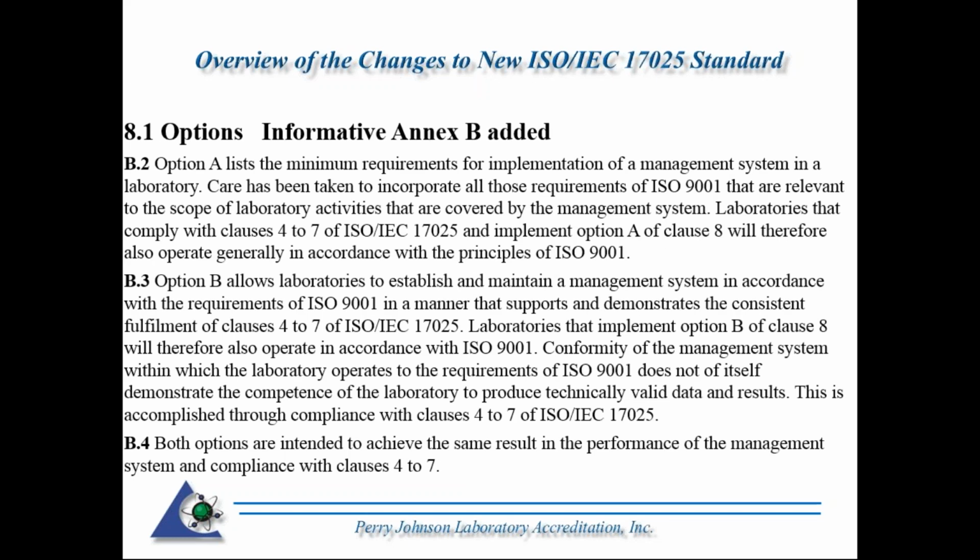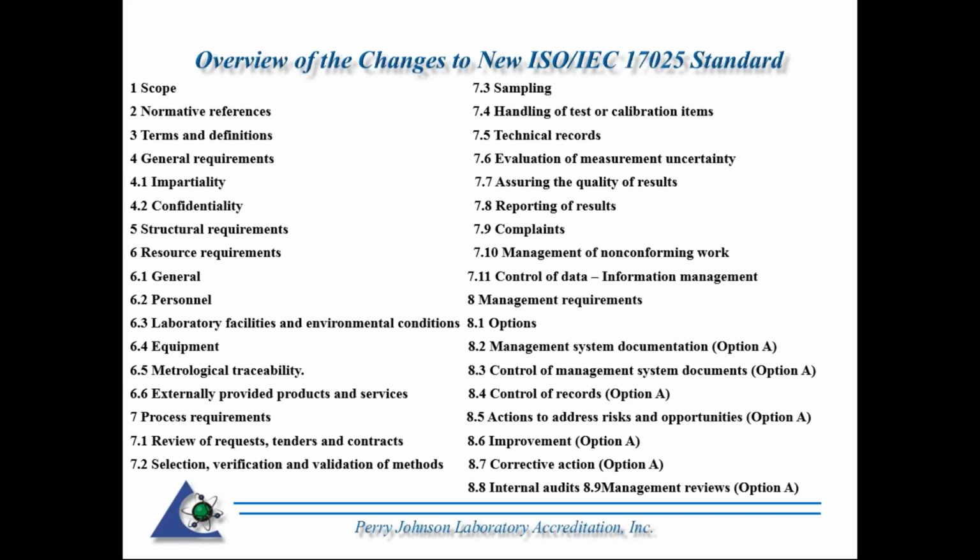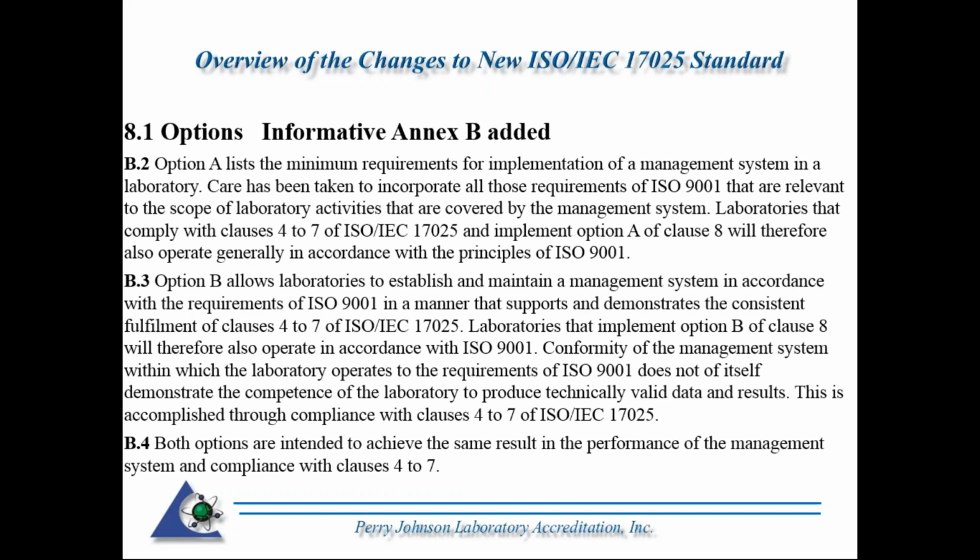Okay, the first thing I want to hit on, and go back there, down at the very end, you see that beginning in Section 8, it goes over options. It goes over Option A. This is actually from the informative section, Annex B, clarifying what they are. So Option A lists the minimal requirements for implementation of the management system in the laboratory. When 17025 was written, care was taken to incorporate all those requirements of 9001 that are relevant to the scope of the laboratory activities that are covered by the management systems.